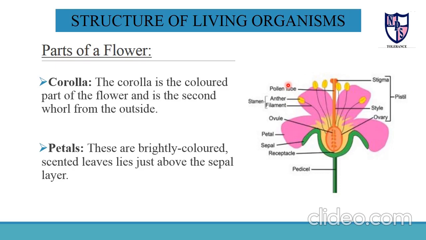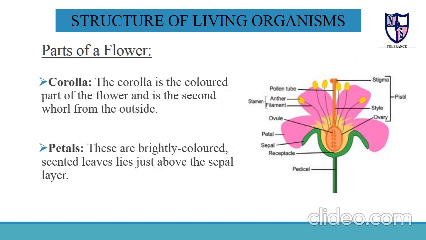also called the androecium. In this part we can see the thread-like structure that is called the stamen, and the stamen has two parts. The upper part is called the anther and this lower part is called the filament. And this is the structure of a typical flower.